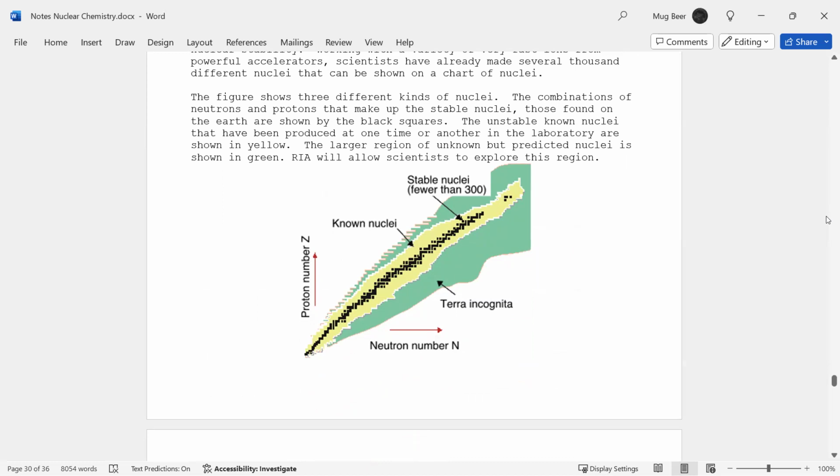Stable meaning it's got thousands of years worth of stability, which is why the uranium stuff is up here. And then this green area here are areas where we would like to make stuff to see what happens. So we will continually make new things to see if those new things do anything useful. I guess that's really the best way to put it.